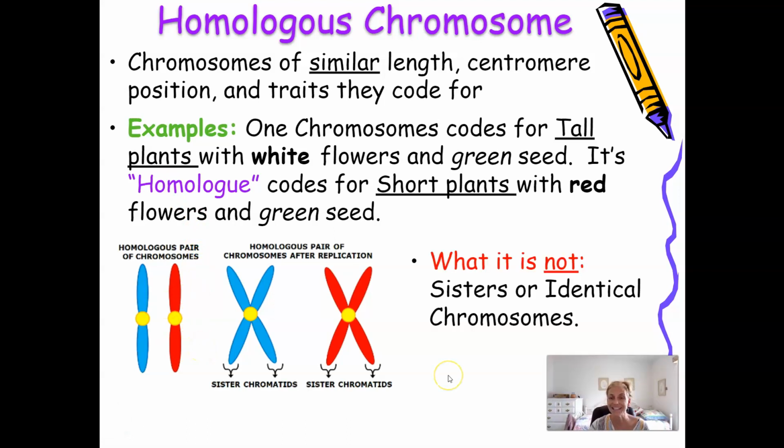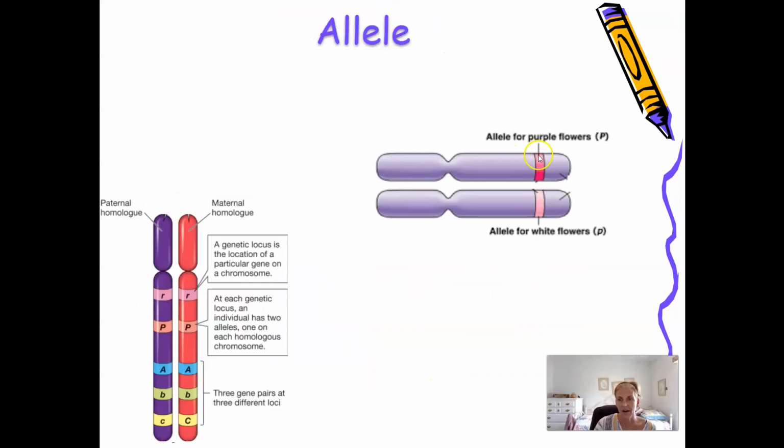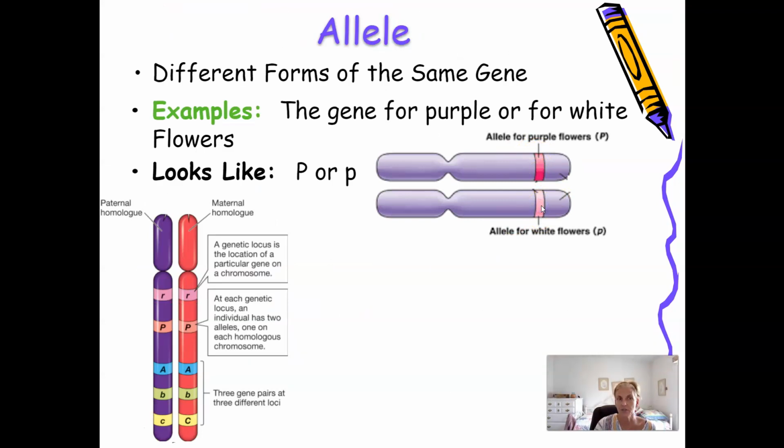So again, what is it not? These can often get confused. The homologues are not sisters. They are not identical. They are similar. Alleles are different forms of the same gene. Gene codes for a specific trait. So here I have two alleles for flower color. One form is purple and one form is white.